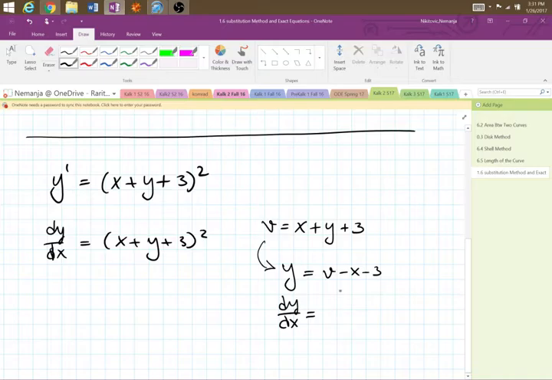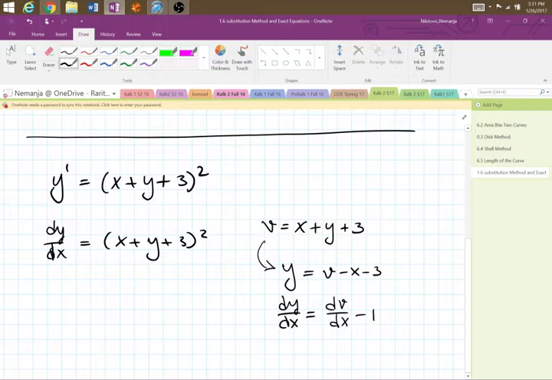But remember that the v is also a function of x. Right? Minus 1, minus 0 for the 3. v is a function of x, guys. So we actually have to acknowledge that and do it.